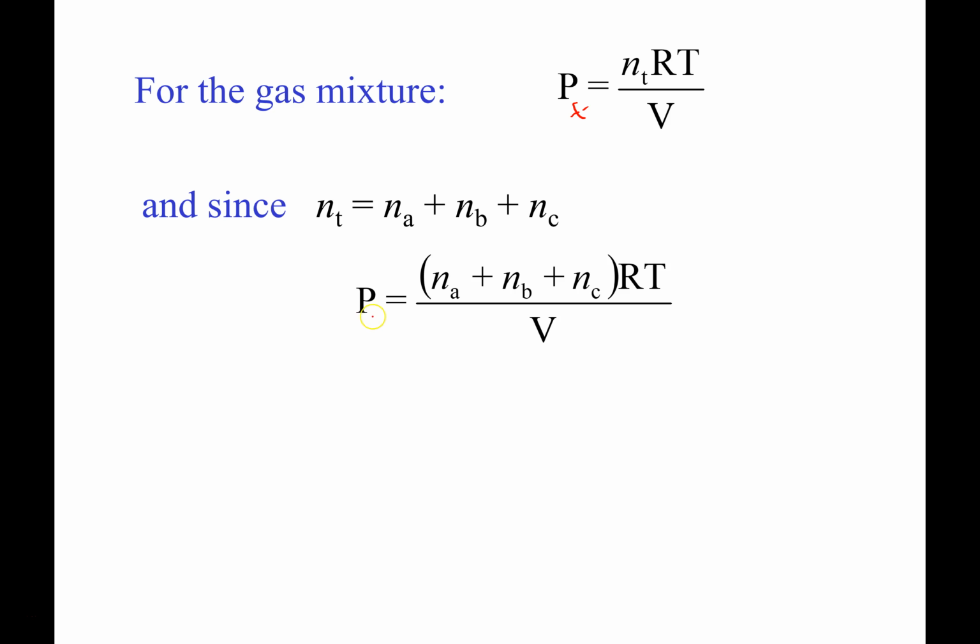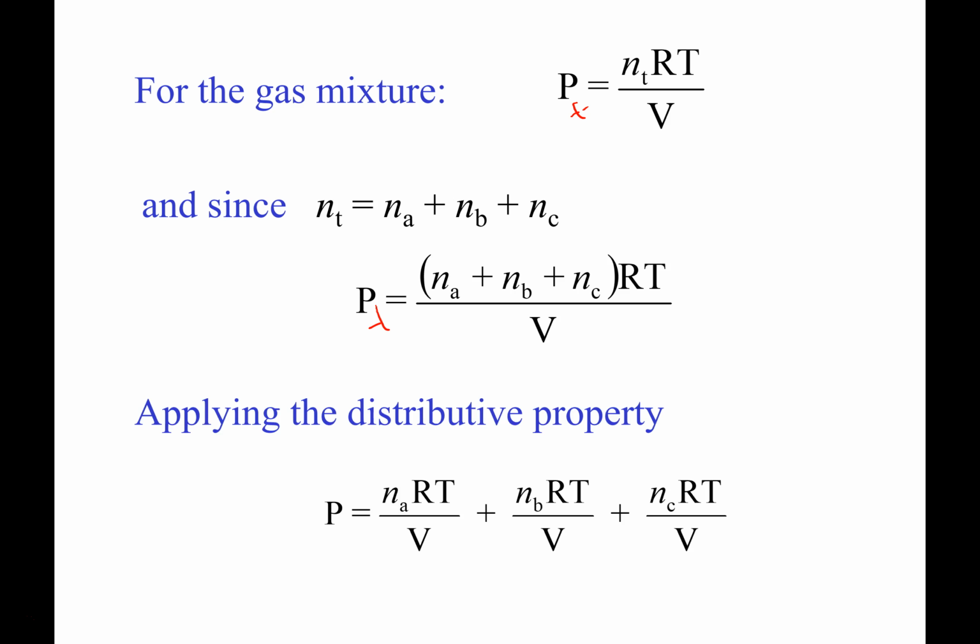The total pressure. I can take each of these quantities that are added together and multiply them individually by R and T divided by V, and it looks like this. So now I have the total pressure is equal to each of the individual moles times R times T divided by V. Remember, T and V are the same here.